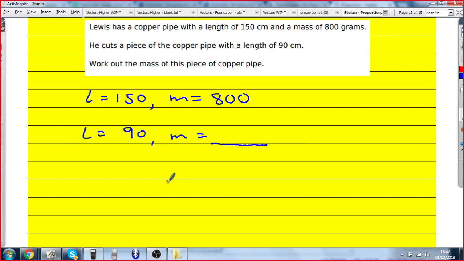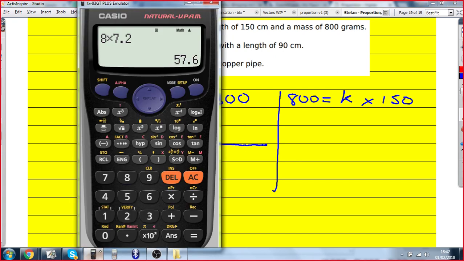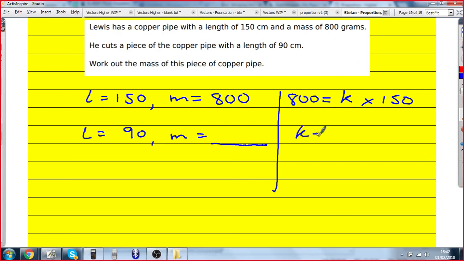Length of 150 is mass of 800. So basically it's like 800 is equal to something times 150, or 150 times something gives you 800. So 800 divided by 150. That's 5.3 recurring, or 16/3.